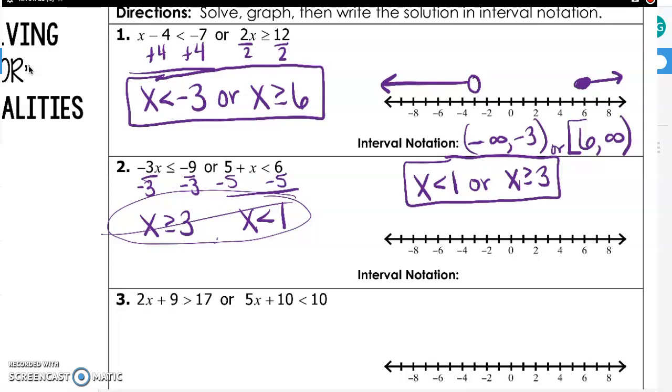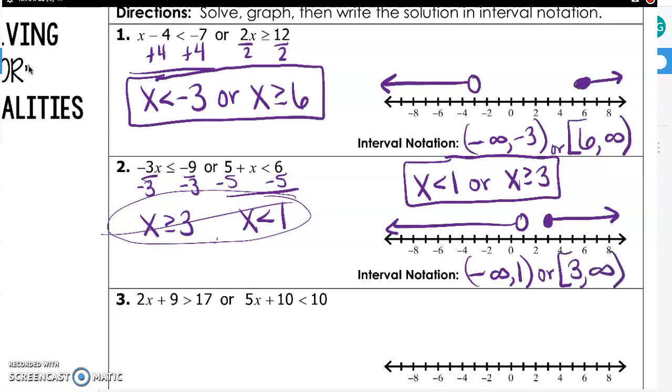Then to graph it, we have an open circle on 1, and we're going to the left. Then we have a closed circle at 3, and we're going to the right. So our interval notation goes from negative infinity to positive 1, both parentheses, or 3 to infinity. The 3 has a bracket. The infinity has a parenthesis.